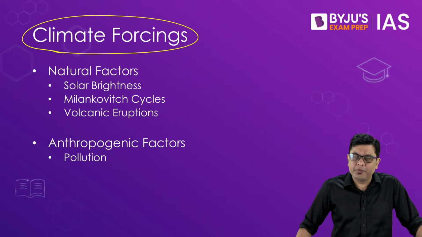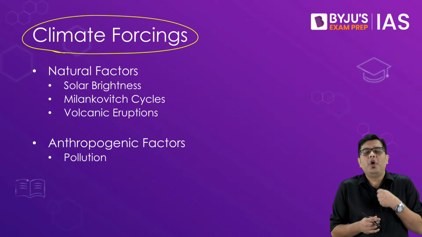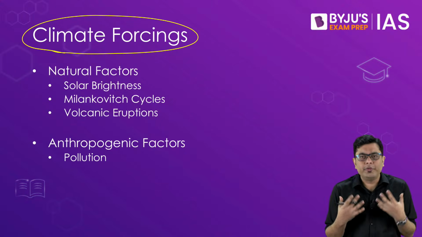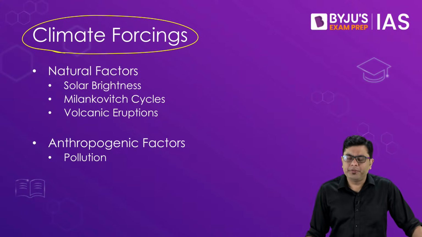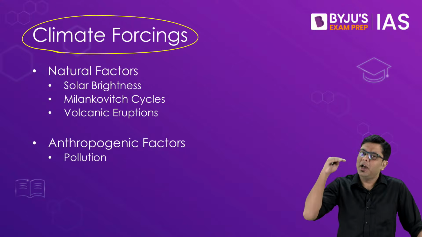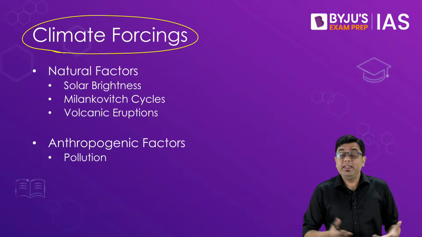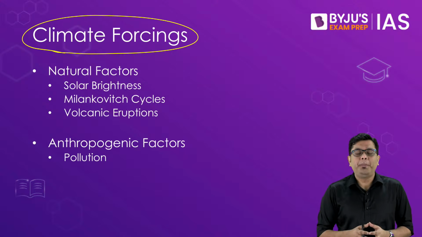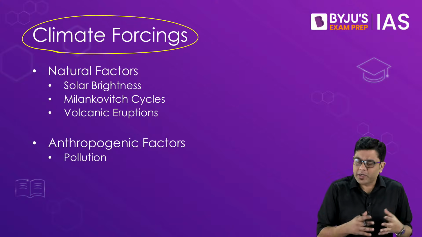Now, these climate forcings overall are those events which lead to a prolonged, maybe excessive amount of heating or excessive amount of cooling which we observe on the surface. So these forcings overall can lead to a long-term rise in temperature or a long-term fall in temperature. This can be caused either by natural events or by anthropogenic events or man-made factors as well. So what are those?